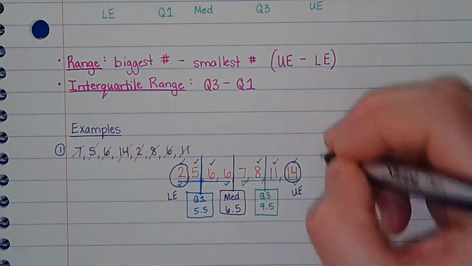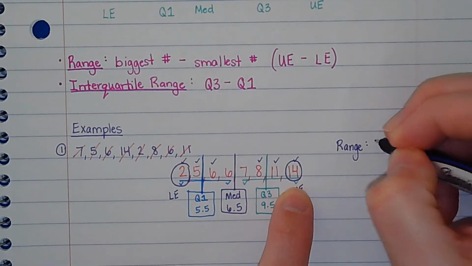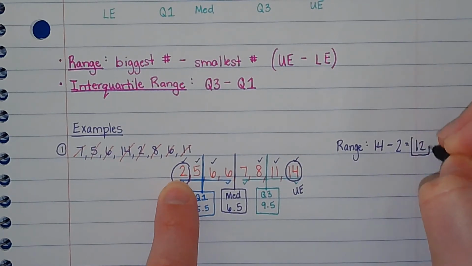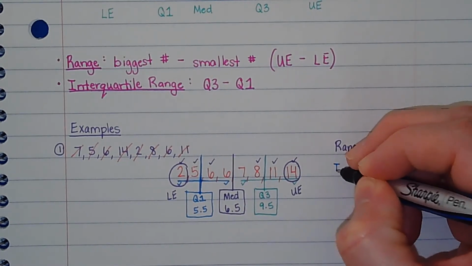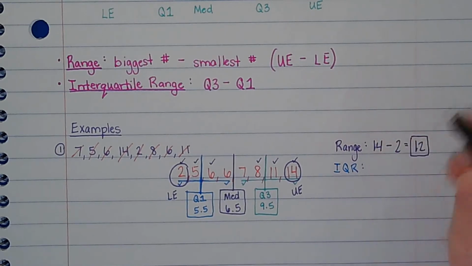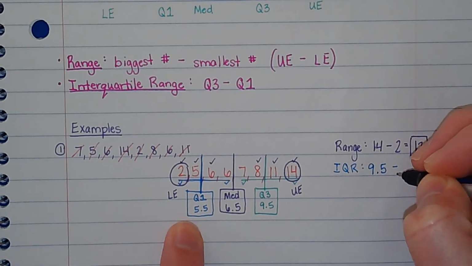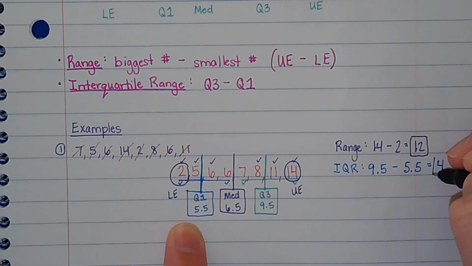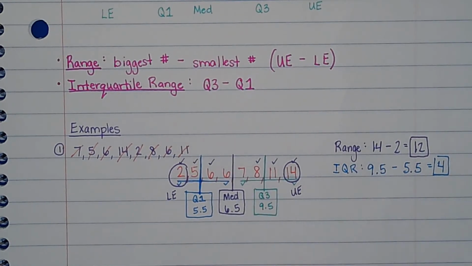So real quick, we can do range. So remember, the range is our biggest number, 14, minus our smallest number, 2. So our range would be 12. Okay? We could also do interquartile range, and we shorten that by just saying IQR. Remember, that's when you take your Q3, so 9.5, minus your Q1, which is 5.5. And when I subtract those 2, I get 4. Okay? So here's your 5-number summary, and then here are your ranges over here. Okay? Let's look at another one.